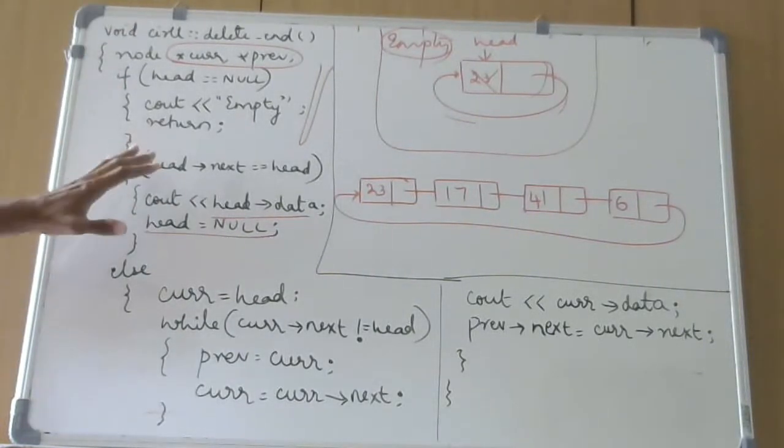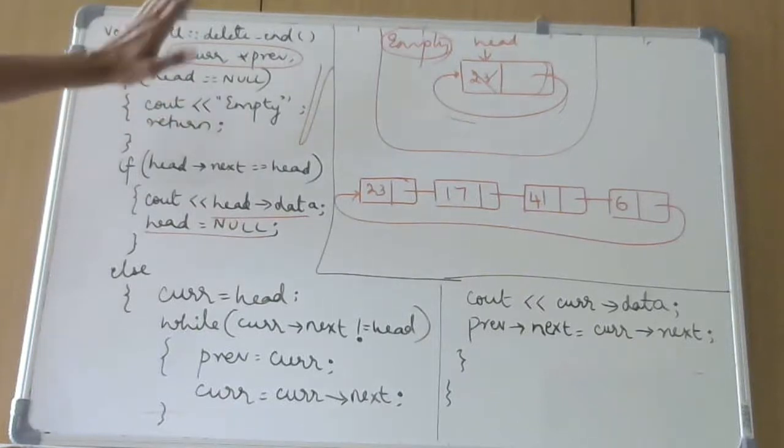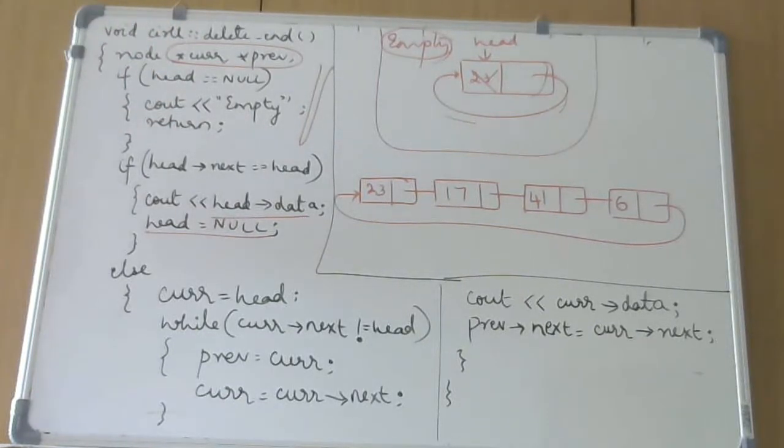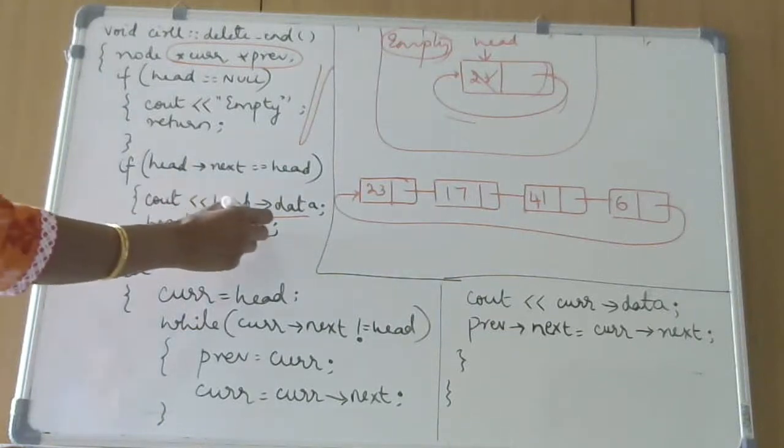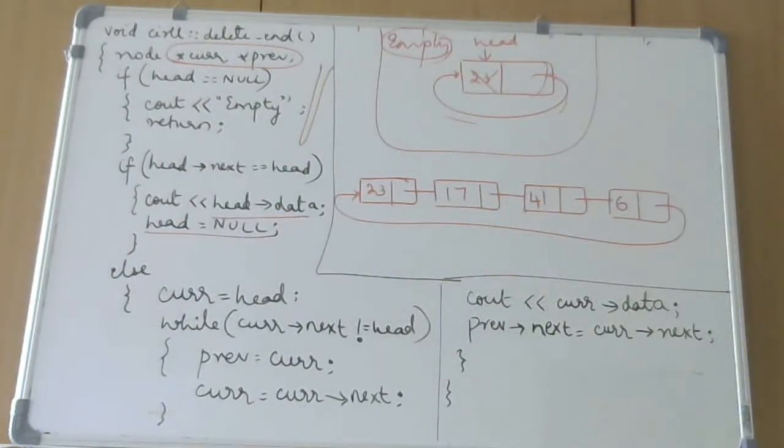So these are the two conditions that we are checking. First, if the list is empty, we cannot delete at all. That's the first thing. Second thing is what? You have only one node in the list, and deletion at the beginning or at the end, whatever it is, that node will get deleted. So if the node is deleted, then what should I do? I will say head is equal to none. Now, if head of next is equal to head, that means there is only one node.